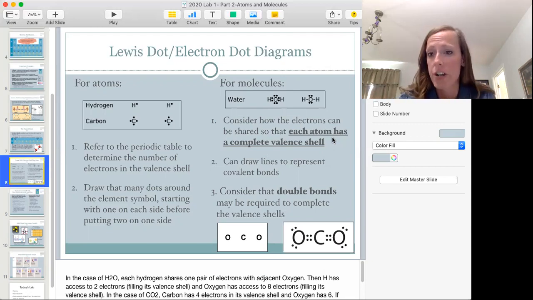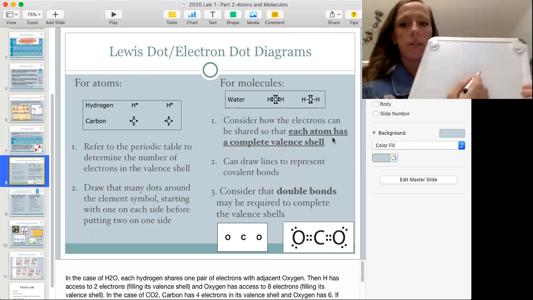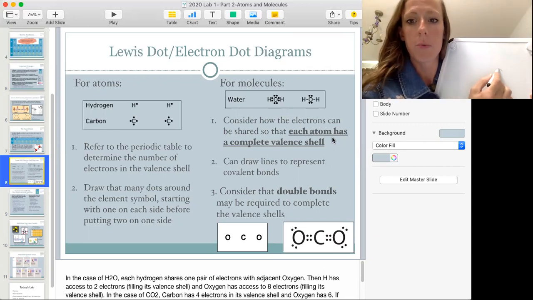So for hydrogen, you're only talking about the first shell, so it really only needs access to 2. But for oxygen, we're into that second shell, if you recall. So it needs to have access to 8 electrons to be stable and happy and content that way. So let's go ahead and draw that as we would. You can see it on the PowerPoint, but I'm going to draw it as well.